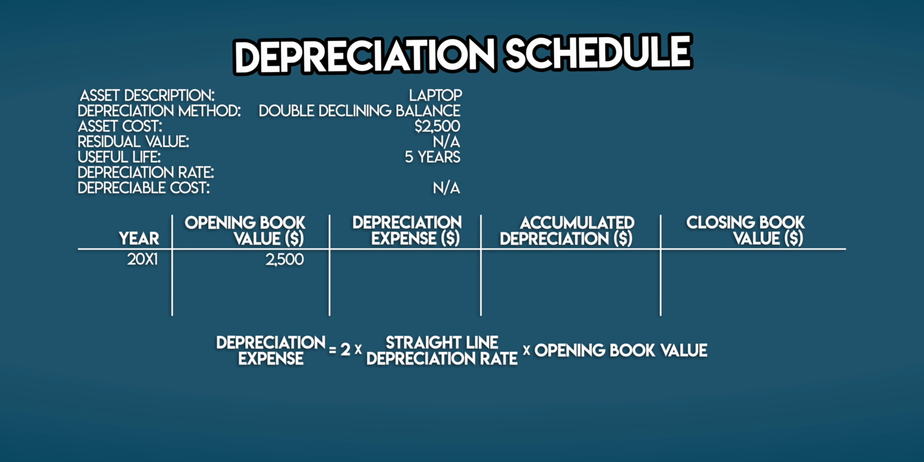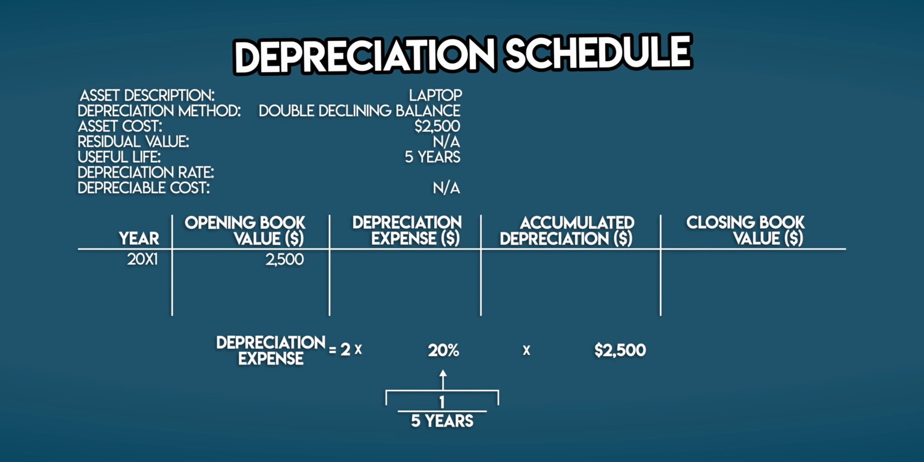Your straight line depreciation rate is 1 divided by the useful life of your laptop. So in this case, that's 1 over 5 years, which is 20%. Your opening book value is the carrying amount of your laptop at the start of each year. In year 1, it's $2,500, the same as your asset cost. But be careful because this changes each period.